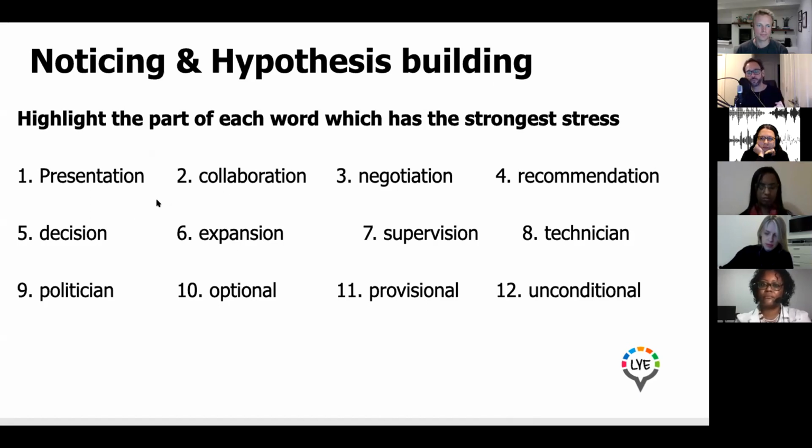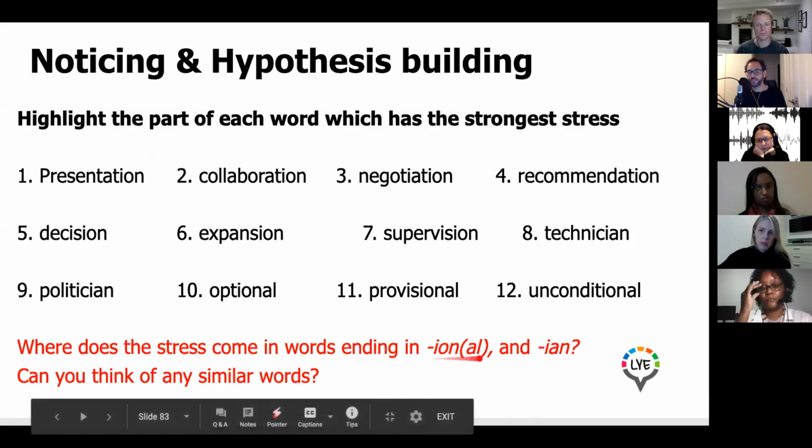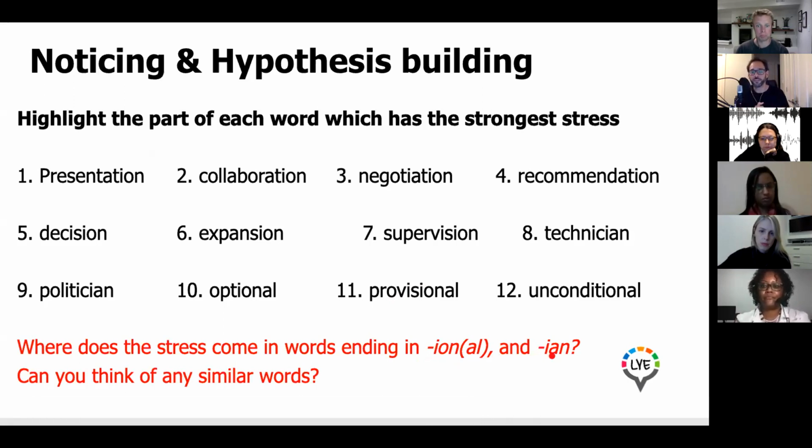So for example, in a situation like this, we give our students 12 words and we ask them to highlight the part of each word which has the strongest stress. I think you can type the answer in the chat if you want to give this a try. I think we all know. They all have something in common, right? So the follow-up to this was, where does the stress come in words ending with these suffixes here? Can you try to think of any similar words that follow the same pattern?